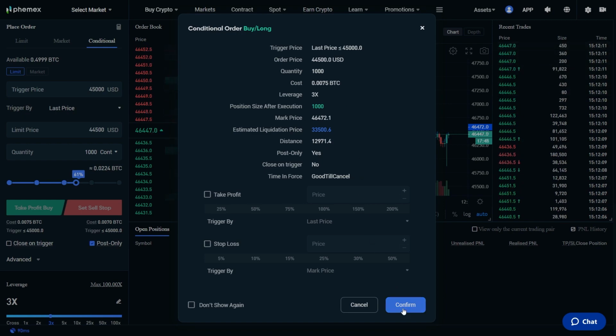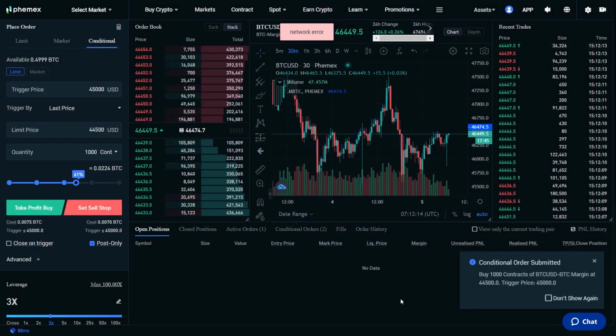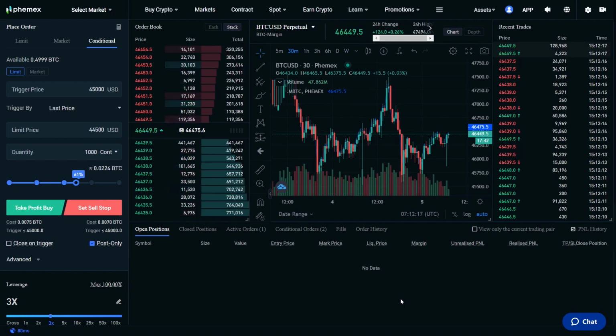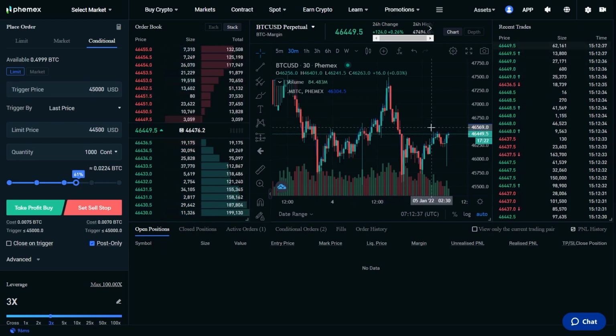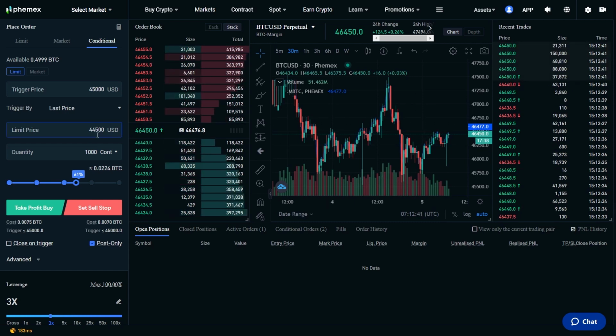But now when we confirm this order, it will not be placed unless this trigger is hit. What that means is we have a trigger at $45,000, which you can see here. 45,000 is the price we chose, and until that level is hit, our limit order for $44,500 will not be placed in the books. So if the price does hit $45,000, then our limit order of $44,500 will be placed immediately in the same manner as if we placed a standard limit order, and we'll see it pop up down here.